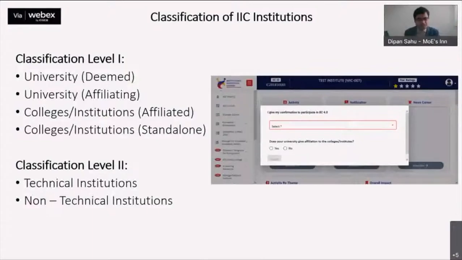Another level of classification is that technical institutions and non-technical institutions should be classified and represented separately. And already this has been included as part of the IIC 4.0 registration. So while confirming the registration and participation for IIC 4.0, if you have answered the question, does your university give affiliation to colleges and institutes, if you answered yes, then automatically your institute will be transferred and fall into this category of university and affiliating.